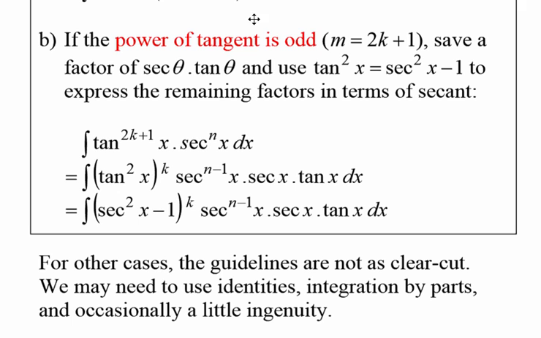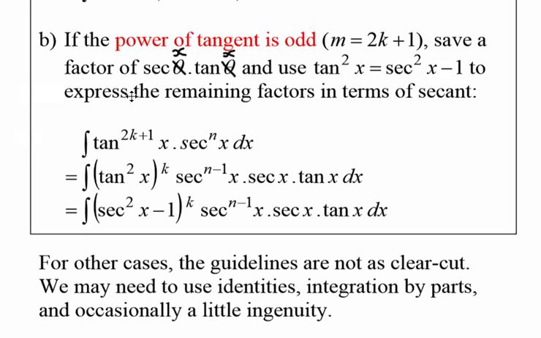Now, if the power of tangent is odd, it's like the second example, you save a factor of sec times tan, and actually there I should have had x's. So let's just make this x's because I generalized this, took that from the example. And use that identity to express the remaining factors in terms of secant. So you make sure you get your tan squared, replace it with the identity, times everything in, and integrate by inspection.